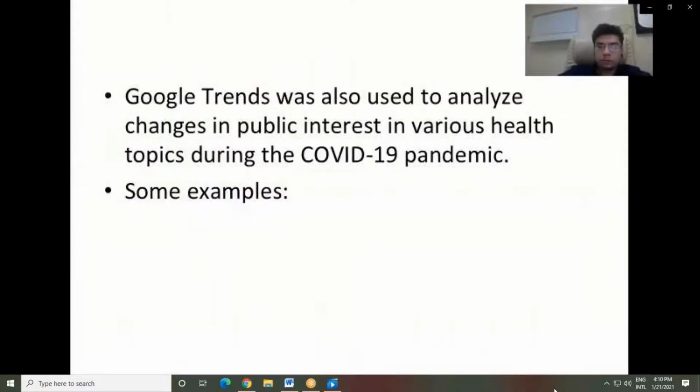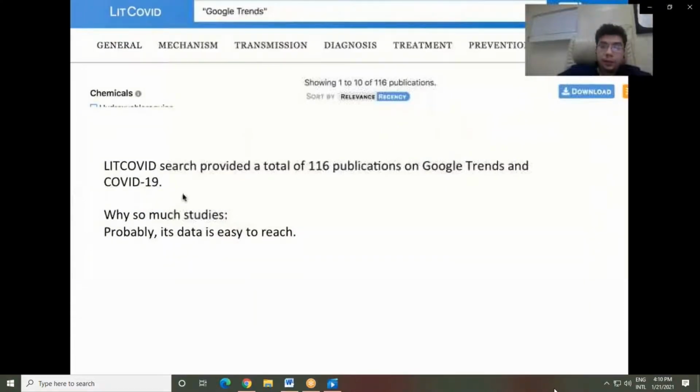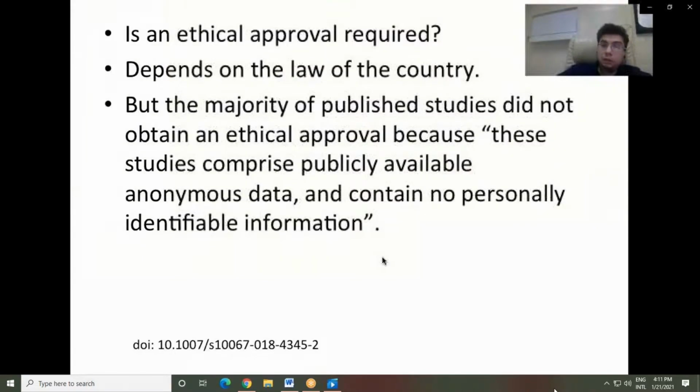Then Google Trends was also used to analyze change in public interest in various health topics, including the COVID-19 pandemic. Some examples are the use in dermatology, plastic surgery, rheumatology, otorhinolaryngology, and several other disciplines during the COVID-19 pandemic. A LitCovid search provided a total of 116 publications on Google Trends and COVID-19. Why so many studies conducted with Google Trends? Probably because it is data that is easy to reach and easy to search and also easy to synthesize and evaluate.